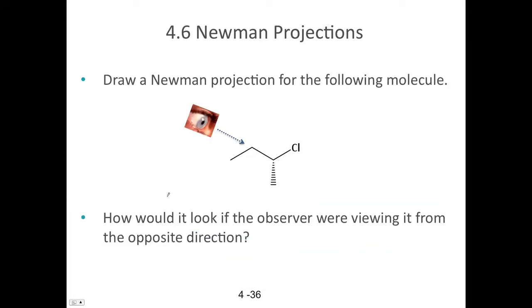All right, draw a Newman projection for the following molecule. Let me show you how I would do this, okay? I'm going to draw this here, and then we'll stop here for the day, and then we'll pick this up again on Monday. What's today's date? Is it Monday? No, so Wednesday. We'll pick it up on Wednesday.